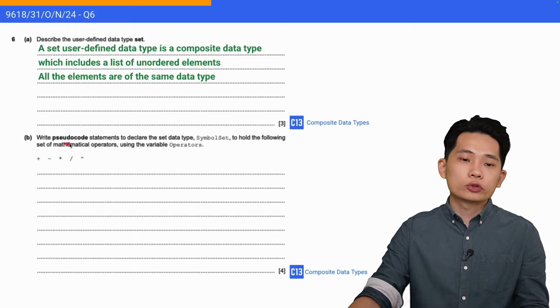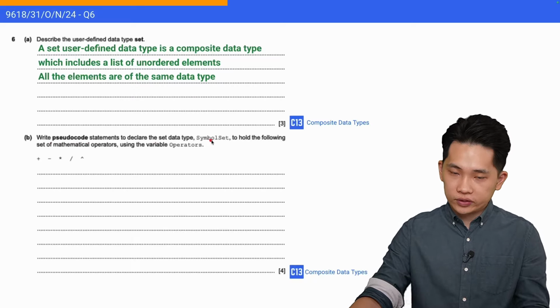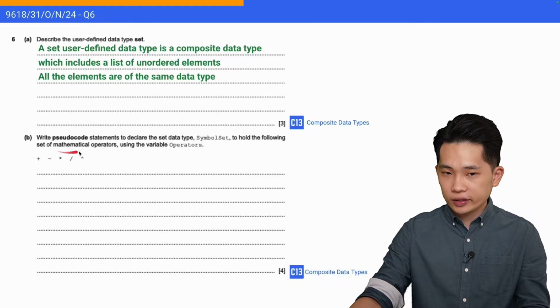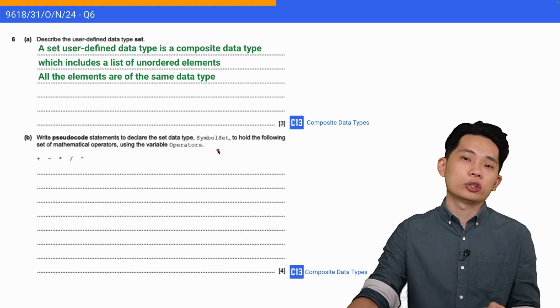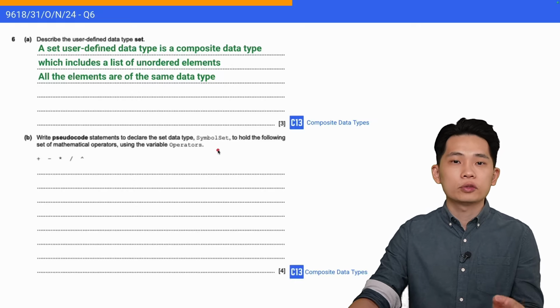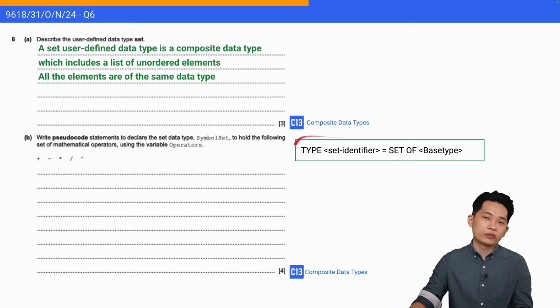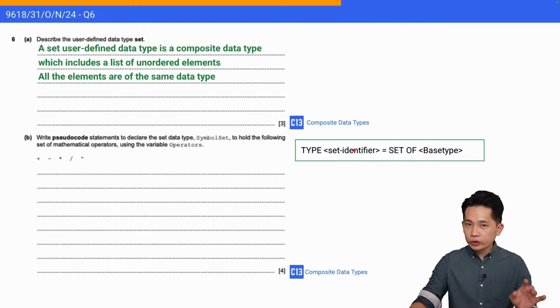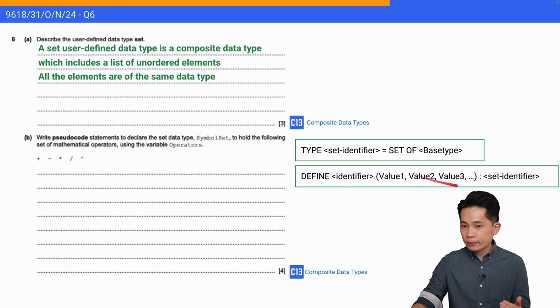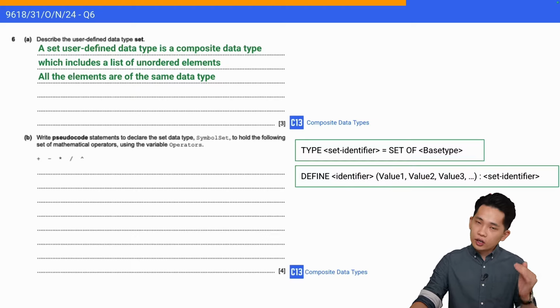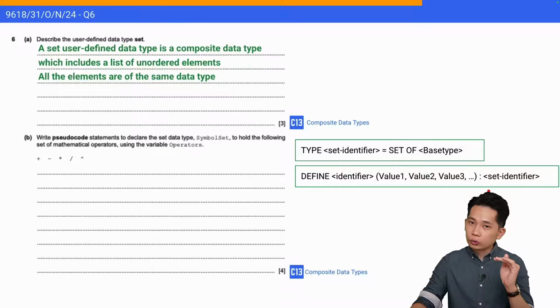For B, write pseudocode statements to declare the set data type symbol set to hold the following set of mathematical operators using the variable operators. This is quite a doable question if you know the set pseudocode definition by heart. So this is the format of defining a set. We will first create a new data type with a new name, and we will need to tell what type of data we store in this new type here. Then we can just define the variable name with the values inside by using this new data type here. Feel free to pause the video now and do it on your own first.